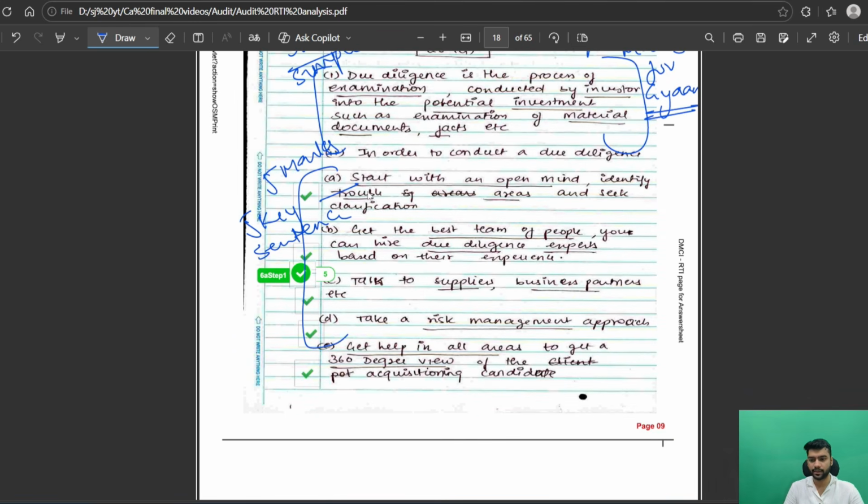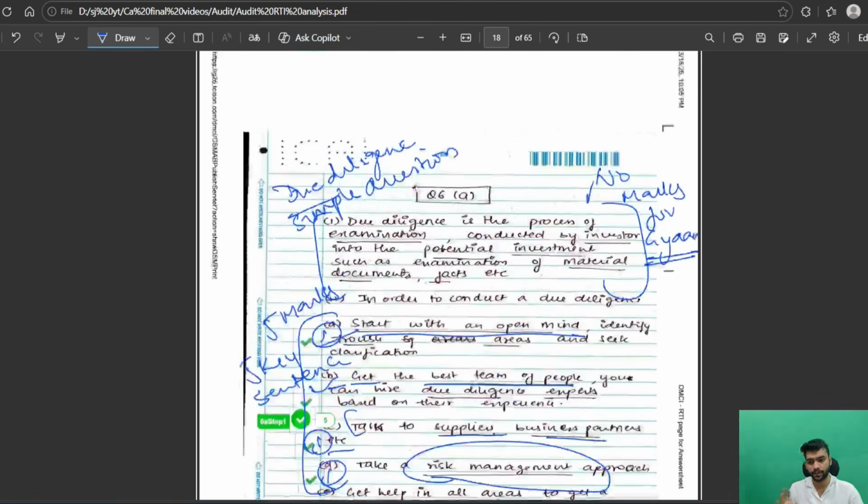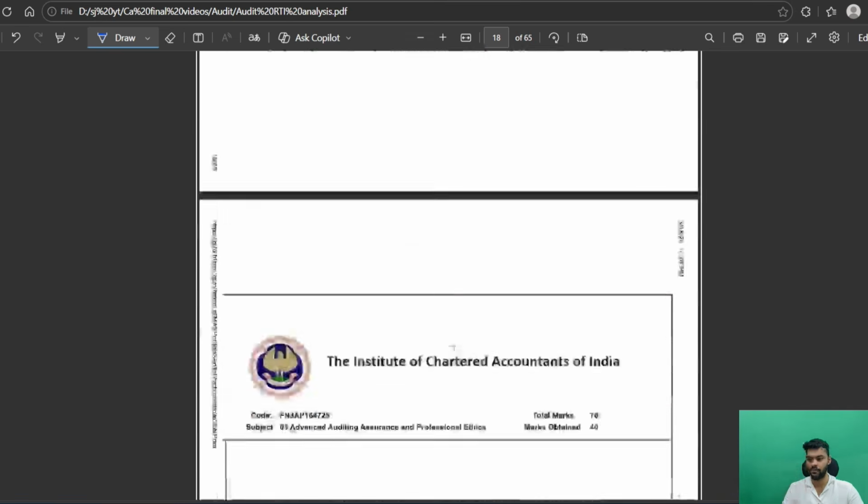First point, start with an open mind, 1 mark. Second point, get the best team of people, hire the best team of people, 1 mark. Third point, talk to suppliers, business partners, etc. There are only 2 points, 2 words, and I have received 1 mark. Take a risk. This is the only keyword, 1 mark. Get help in all areas, 1 mark. 5 mark question, 5 marks. That's it. They do not care about anything which is written around the keywords. Just the keywords are matching, they will give you marks.